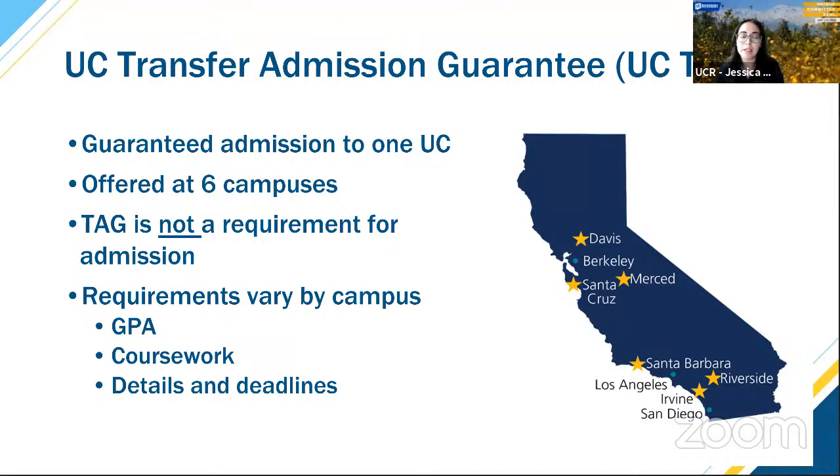Now that doesn't mean that you can't apply to the rest of the 8 undergraduate campuses. You still can apply. But if you want to guarantee your admission, if you want to make sure you get that one spot, TAG is a really great option. It's not a requirement for admission, so you still can, like I said, apply to any campus that you're interested in, whether or not they participate in TAG.